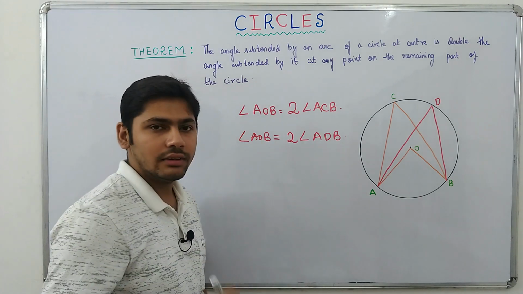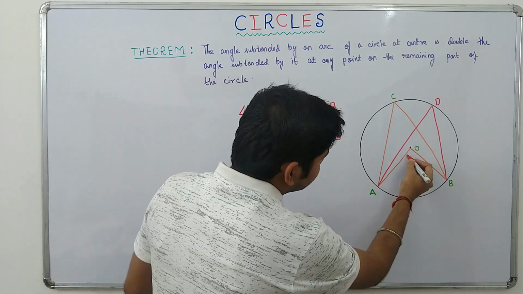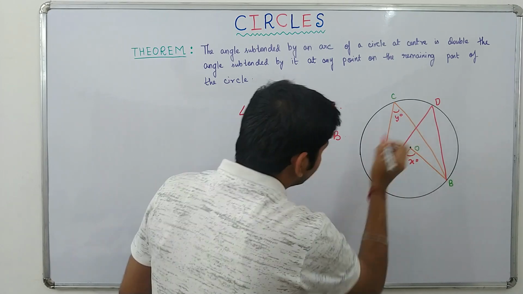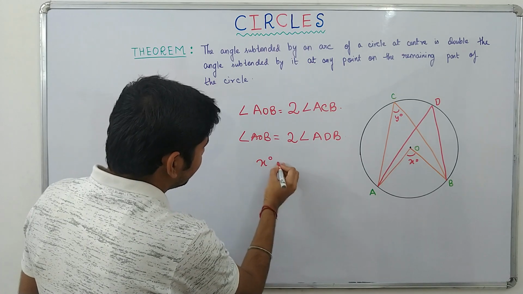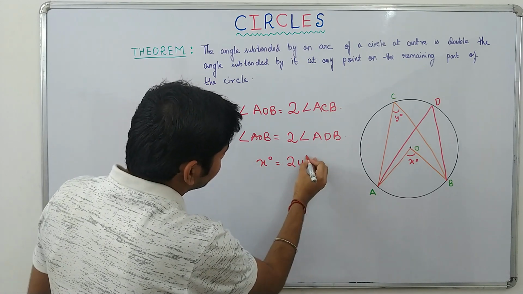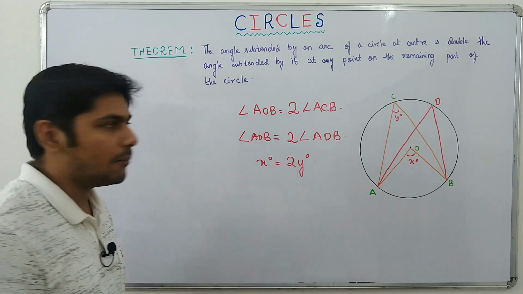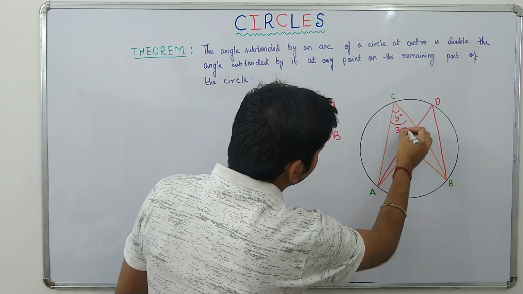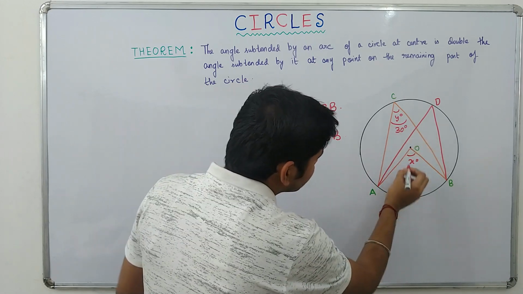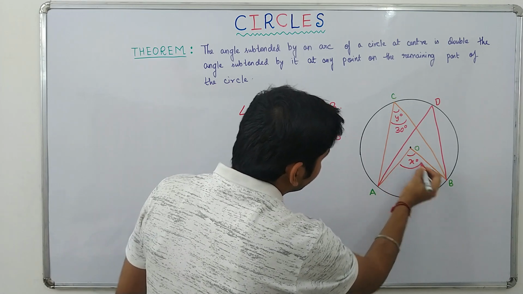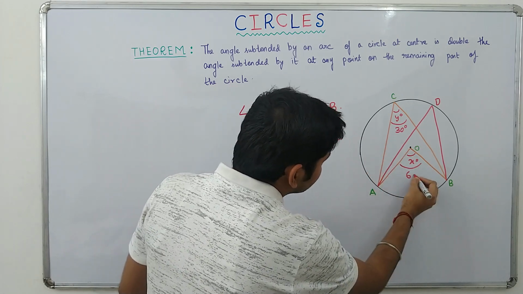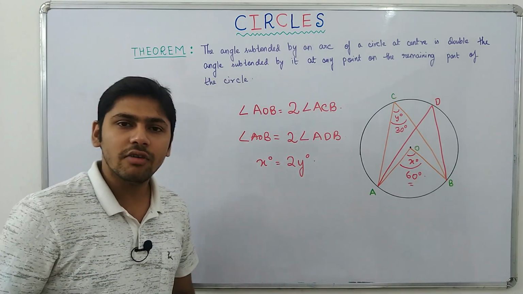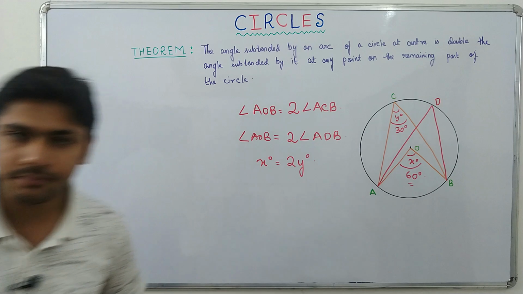Okay. Now that means if this is X degree and this is Y degree, then X degree will be twice Y degree. Let me give you an example now. Say this angle over here is 30 degree, then the angle subtended on the center will be twice of 30, which is 60 degree. Okay, easy to understand. Now we will move on to the next theorem.